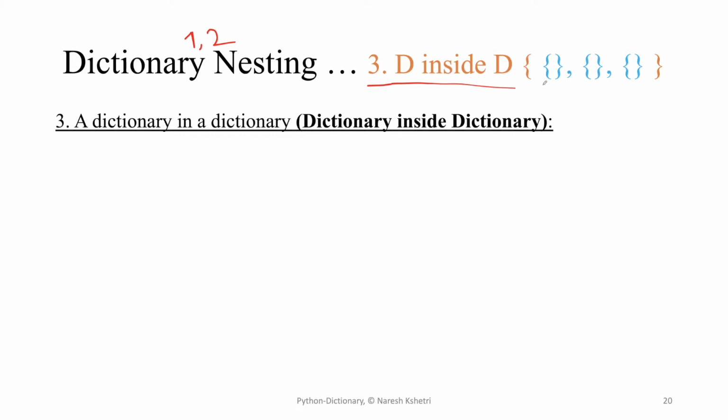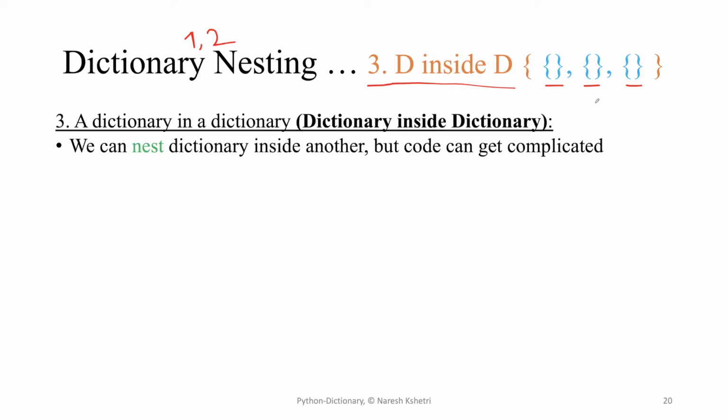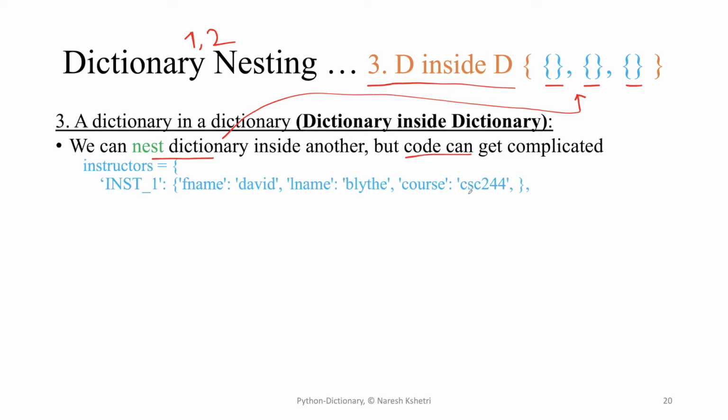As you can see, we can have as many dictionaries as you want inside the dictionary, and it is the representation of another powerful data type in the Python programming language. We can nest a dictionary inside another, but sometimes the code can get complicated. That's why we have to take a step-by-step approach. So the instructors here is a collection of dictionaries, a collection of the instructors.